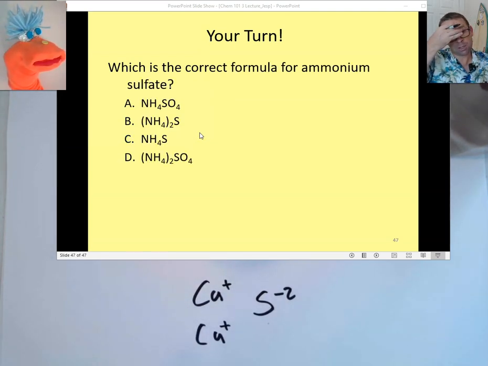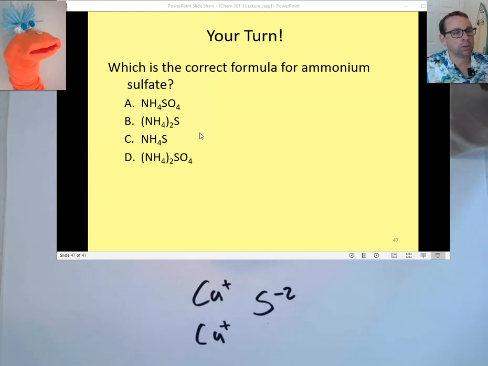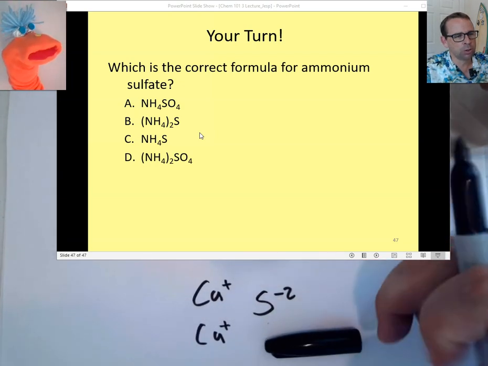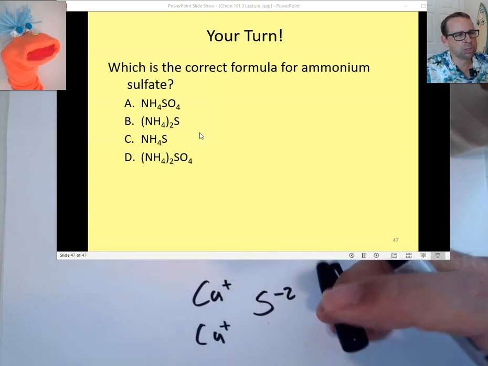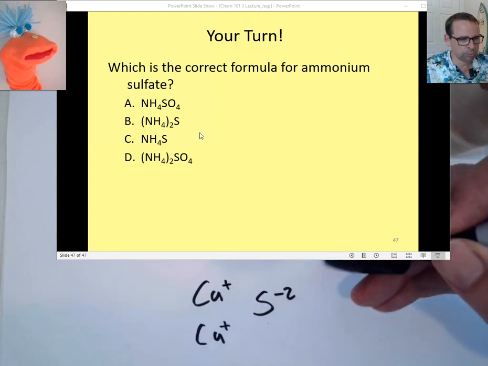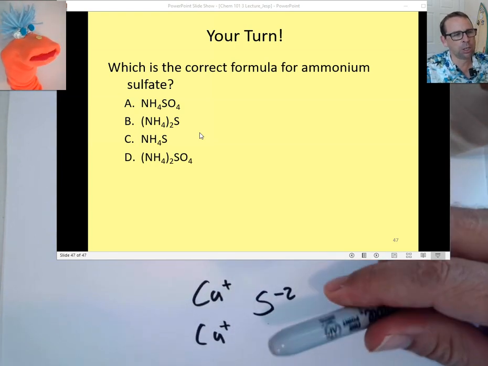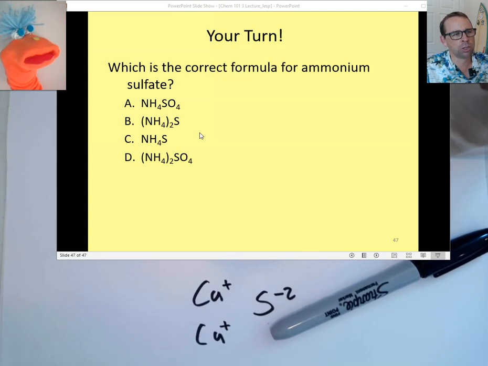All right, last one here. What's the correct formula for ammonium sulfate? Everybody ready at home? Okay, yeah, I got it. Ammonium, NH4, they're all NH4. Sulfate, the B and C is just sulfide, but sulfate is a polyatomic ion. It has a -2 charge, so this one has to be D. Very good, because we knew that the ammonium is a +1 and the sulfate is a -2. This had to be the ratio.